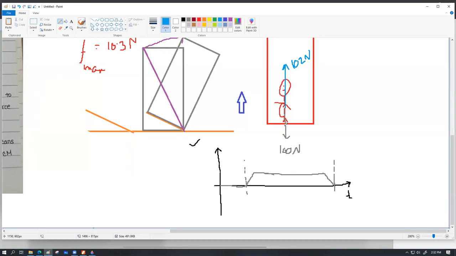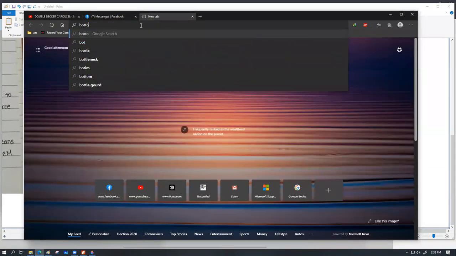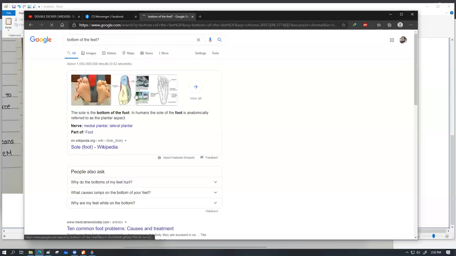What is that surface called? For the hand, it's called the palm. What is the name of the bottom of the feet? Does it have any name? It's the sole. The bottom of the foot is called the sole. Okay, beautiful, a new word. Okay, come again.